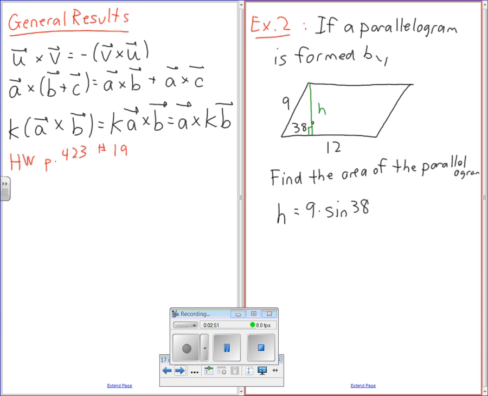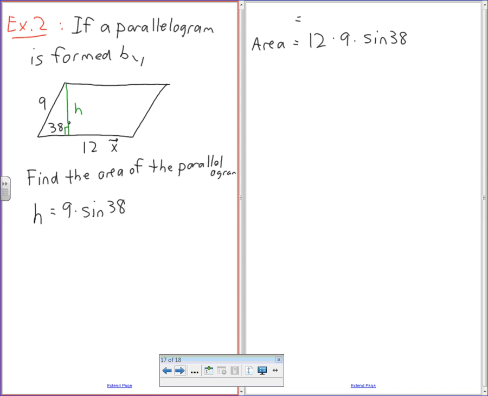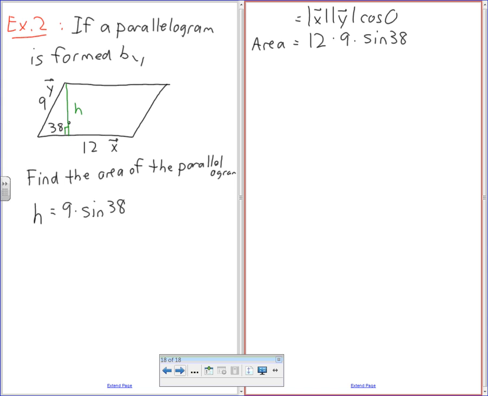All right? Okay. So we're going to say here then that the area is going to be 12 times 9 times sine 38. Okay, what that happens to be is if I call this x and I call that y, that's technically going to be magnitude x, magnitude y sine theta, which conveniently is the magnitude of x cross y. So what we've just shown here then is what that should turn into is 66.49.